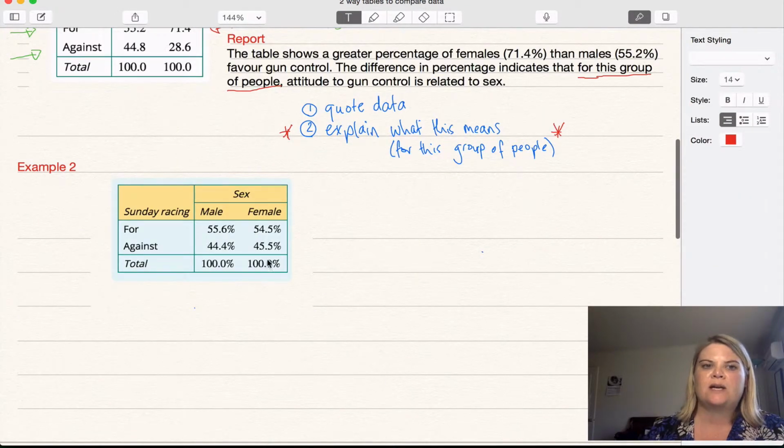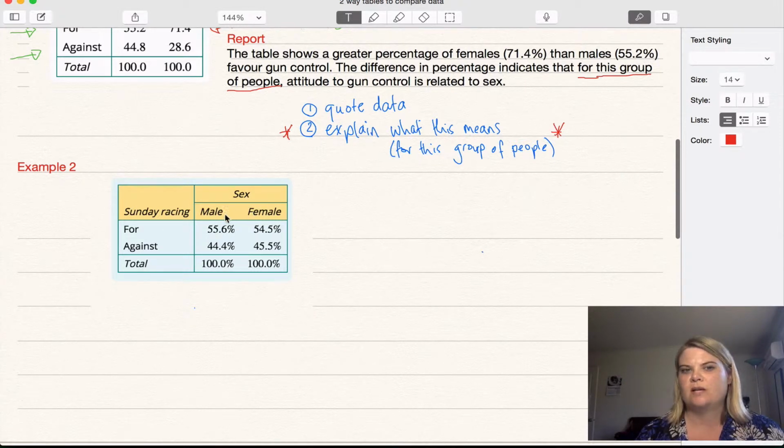Example 2 shows a two-way table of results asking the question, is sex related to people's attitude towards running horse racing on Sundays? This one I've already put into percentages for you, so you don't need to convert it, so we can easily compare the two percentages. Remember, we're looking across rows to see if there's a significant difference. And 54, only 1% difference, and the second row, 44 and 45, only 1% difference as well.